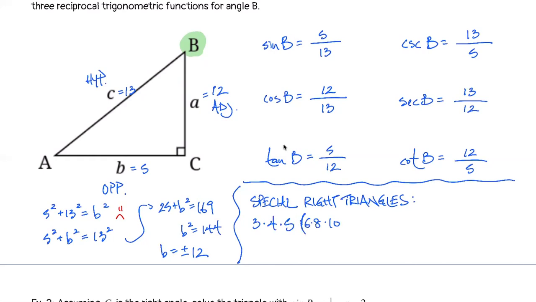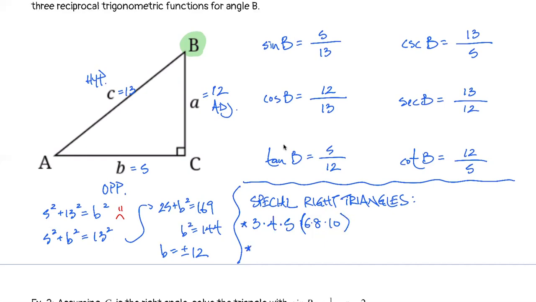Yeah, I just did times 2, right? So when you look at a problem and someone gives you 3, 4, 5, and that's the one you know, that's great. But if they give you 6 and 8, you better say 10, right? Because it's just an extension of one of the special right triangles.